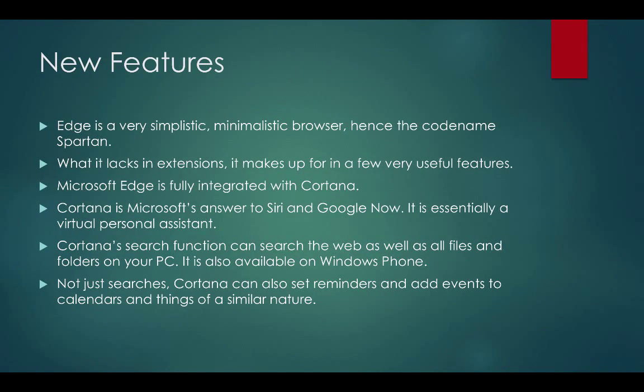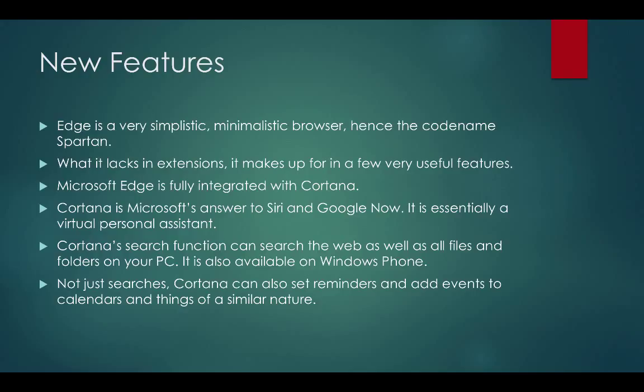Some of the new features. Like I stated before, it's a very simplistic, minimal browser, and its codename was Spartan. What it lacks in extensions, it makes up for in a few very useful features. It's fully integrated with Cortana, which any Halo fans out there will know. It's Microsoft's answer to Siri and Google Now, and it's essentially a virtual personal assistant.